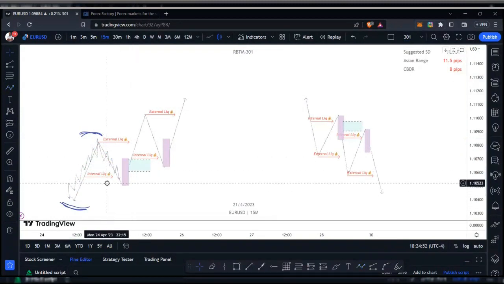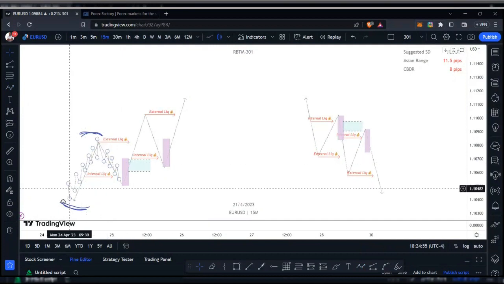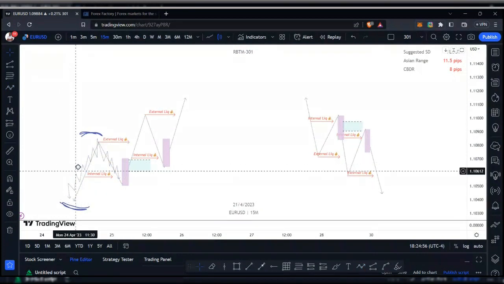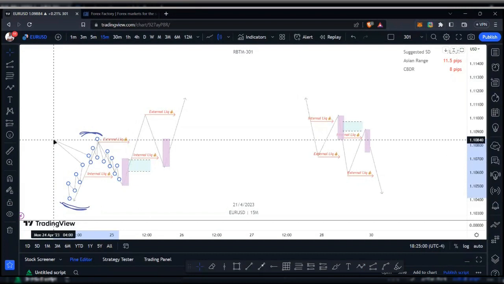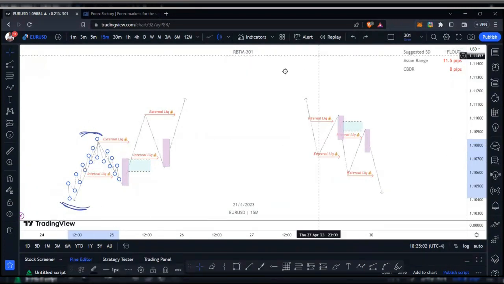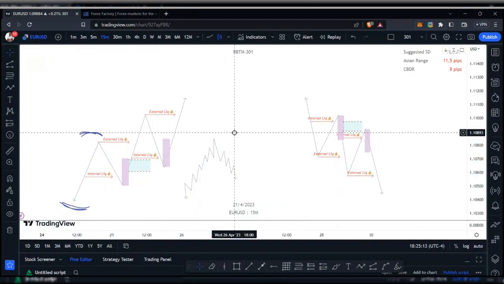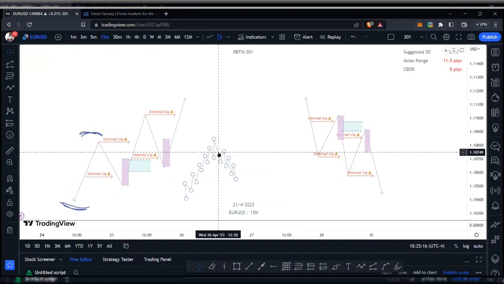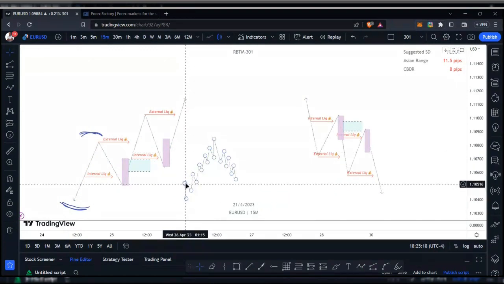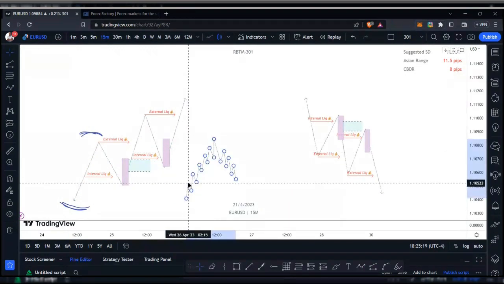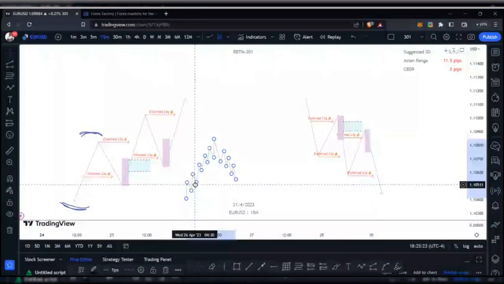That means if this leg is a 4-hour chart, then we can identify that this will probably be, let's say, a 30 minute or a 1 hour chart, whereby price is going to be creating multiple structures like this.